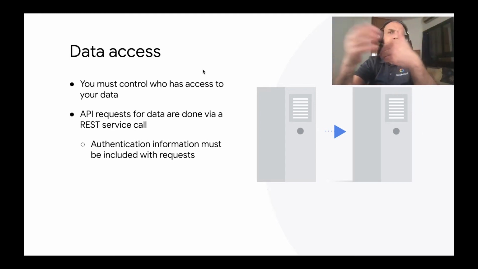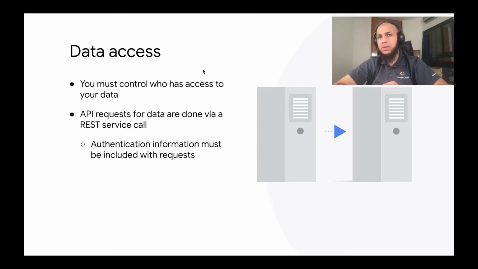Any communication, any access to data that you're going to be doing, is basically an API request for data, which is done via a REST service call. And that REST service call has to be authenticated and authorized, so it has to have some kind of permissions in order to be able to make that call and access the service, and so on and so forth.